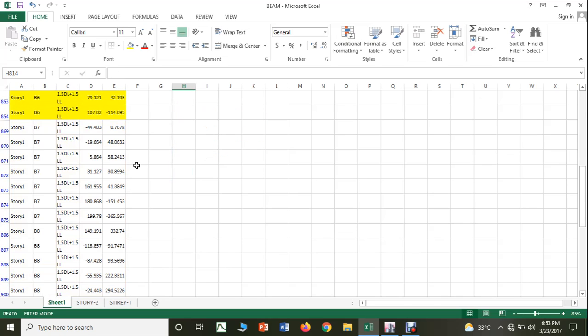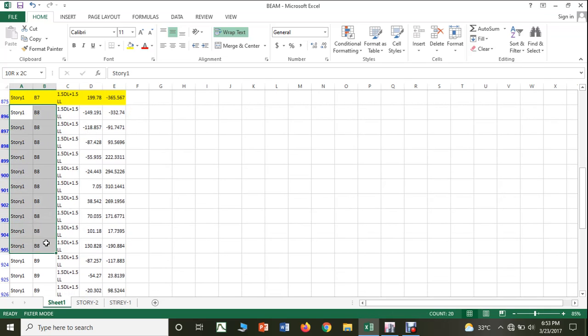So the next one that you can have after beam 7 is beam 8. So these are the values from here to here.